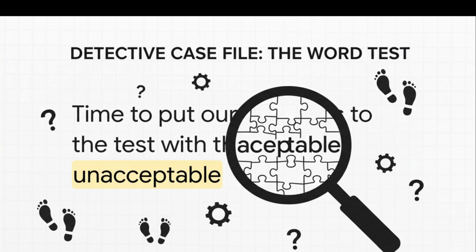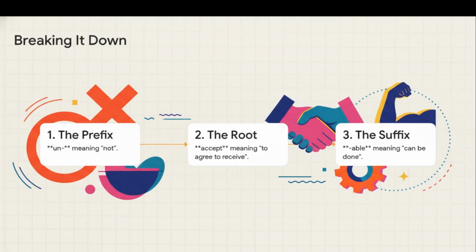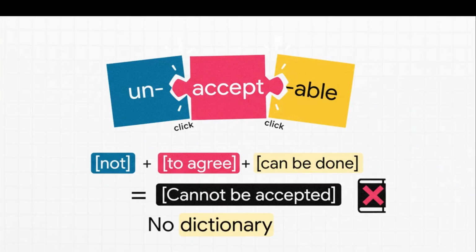We're going to deconstruct a word that, at the beginning of this, might have looked a little scary. Unacceptable. All right, let's break this thing down. Right at the front, what do we see? Hey, it's our old friend un, which we know means not, okay? In the middle, we've got the root, accept. Pretty clear what that means. And then at the very end, we've got that suffix, able, which means can be done. Boom, 3 simple pieces.